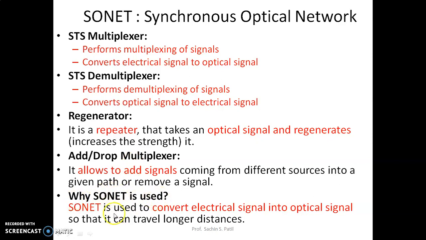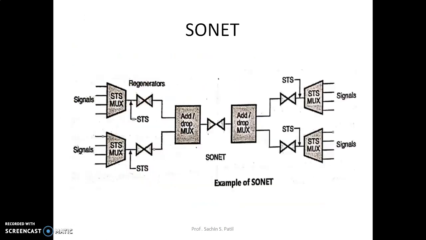So why is SONET used now? SONET is used to convert electrical signal into optical signal so that it can travel over longer distances. It is called SONET. So we can see in this figure, these signals are multiplexed together. This is the section connection, this is the line connection, and this is the path connection between the end-to-end devices.